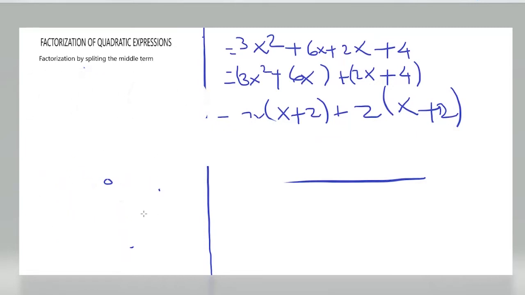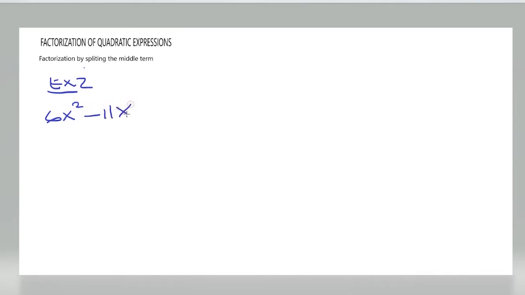Now example number 2. This is factorization by splitting the middle term, which means you are splitting the middle term. Now you have 6x squared minus 11x plus 4. Factorize by splitting the middle term. Solution: I'm copying the question. 6x squared minus 11x plus 4.